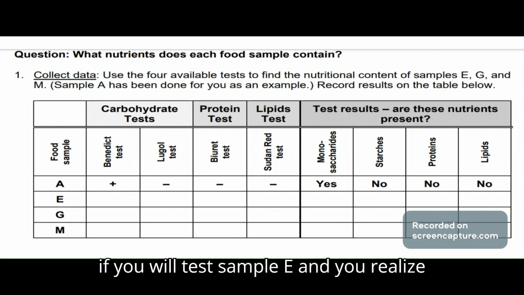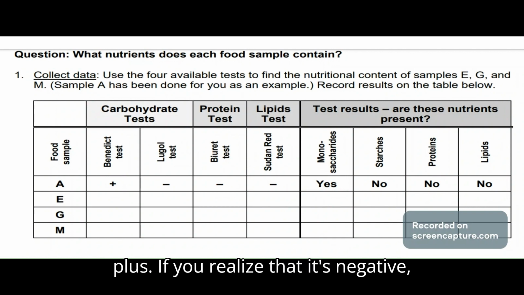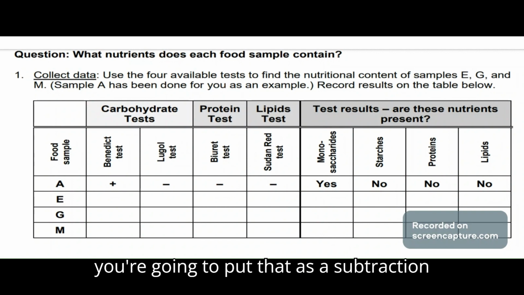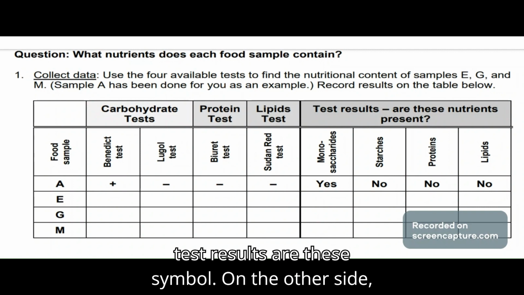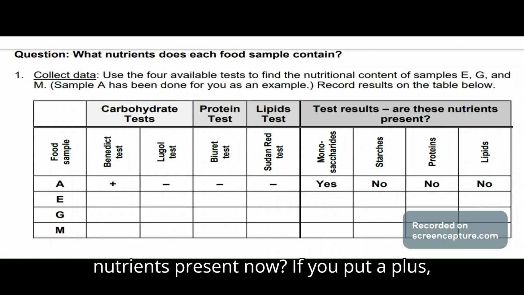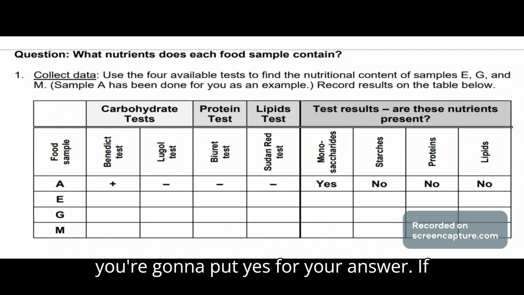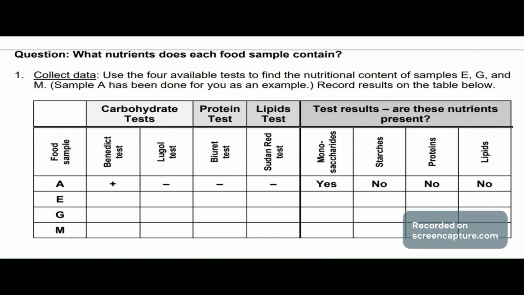So if you test sample E and you realize that the Benedict test is positive, you put a plus. If you realize that it's negative, you're going to put a subtraction symbol. On the other side, for test results, are these nutrients present? If you put a plus, you're going to put yes for your answer. If you put the subtraction sign, you're going to put no for your answer.